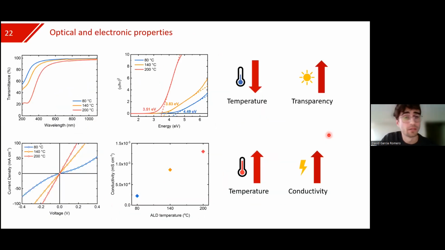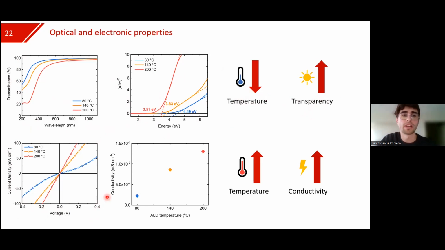So what we did next was to grow some more layers to characterize the optical and electrical properties of this material. So I'm showing here the optical band gap from the Tauc plot for the 3 different temperatures, and the transparency. And what we can quickly observe is that as we decrease the temperature of our ALD tin oxide growth, we are improving the transparency of the layer. So this is, again, an important feature if we are building an electron transport layer.